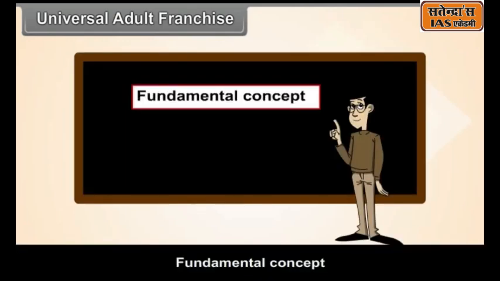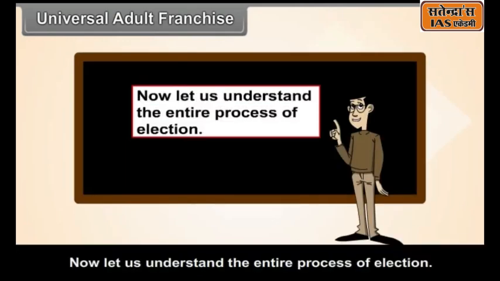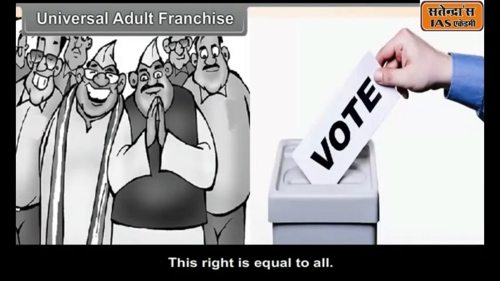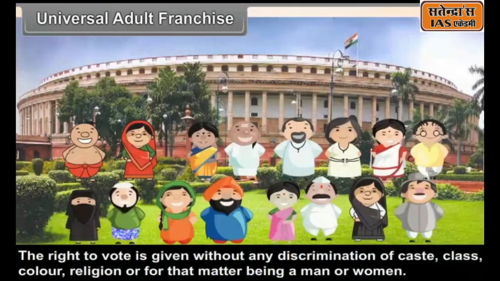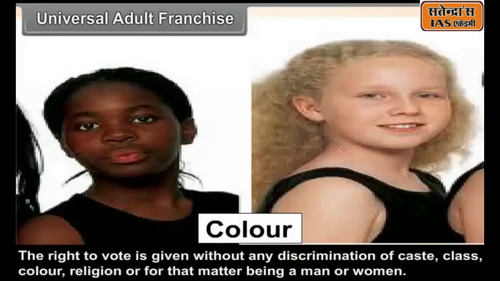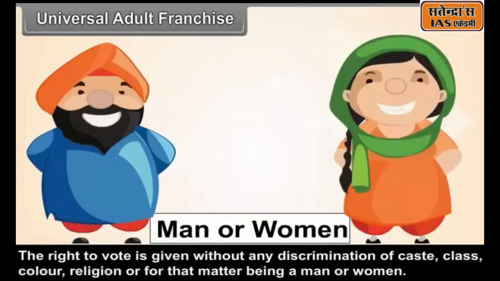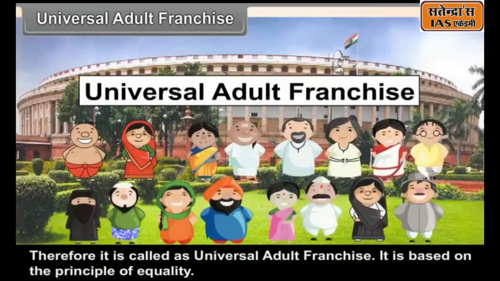Fundamental concept. Now, let us understand the entire process of election. A. Universal adult franchise. Franchise is the right of the citizens to vote and elect their representatives. This right is equal to all. The right to vote is given without any discrimination of caste, class, color, religion, or, for that matter, being a man or woman. Therefore, it is called as Universal Adult Franchise.